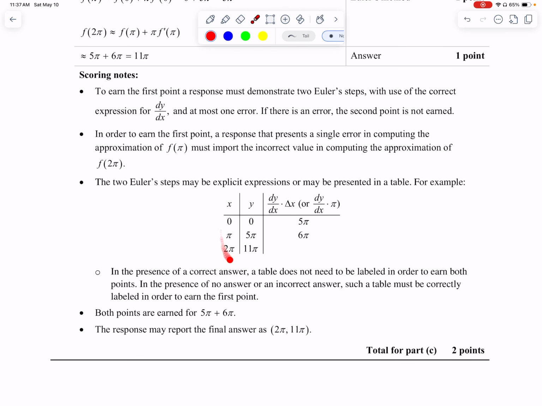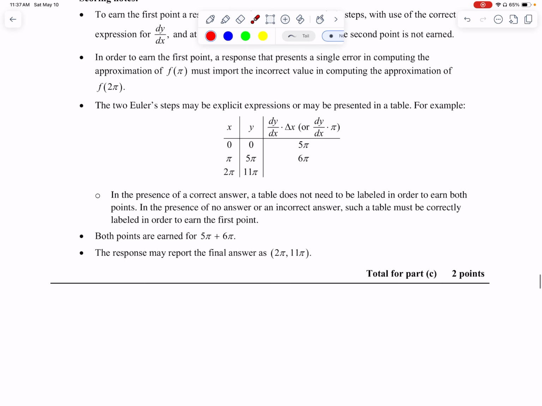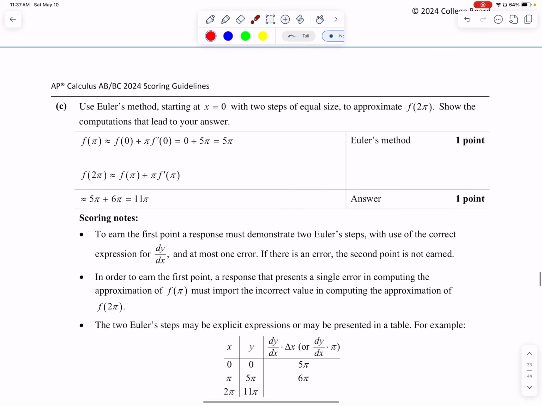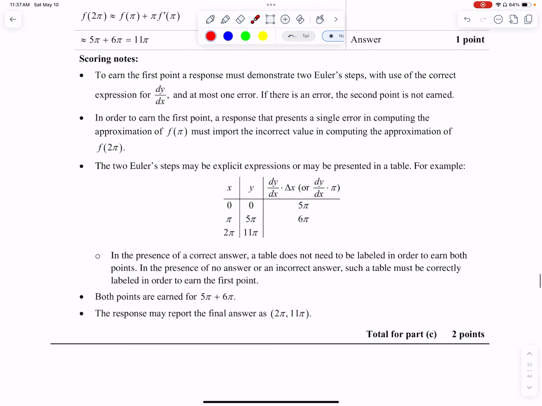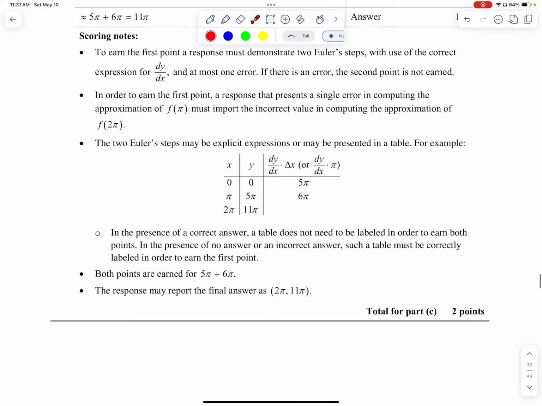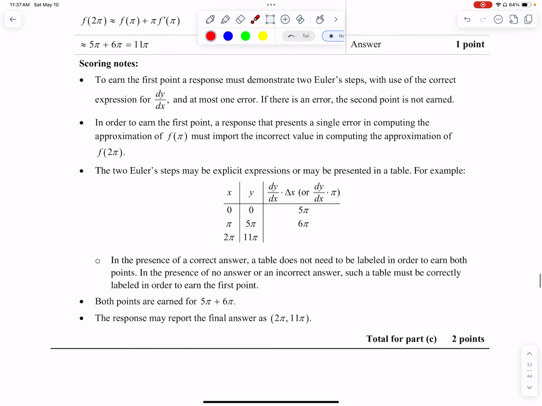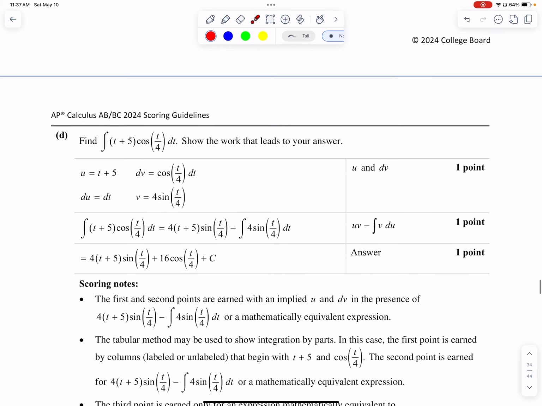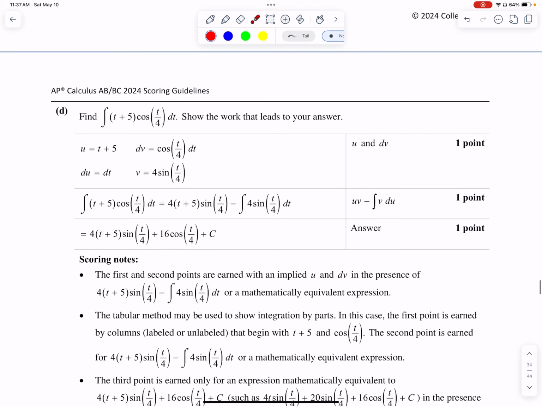And here they're saying that, yeah, you could totally do this with a table, which is the way that I like to organize this thing. And both points are earned for 5 pi plus 6 pi. In other words, just having those two things was enough to get Euler's method and your answer. And you can also say that as an ordered pair. Okay, well, there you go. So since that balances out the points, that does mean that the last one is worth 3 points. Let's see how those 3 points were divvied up.